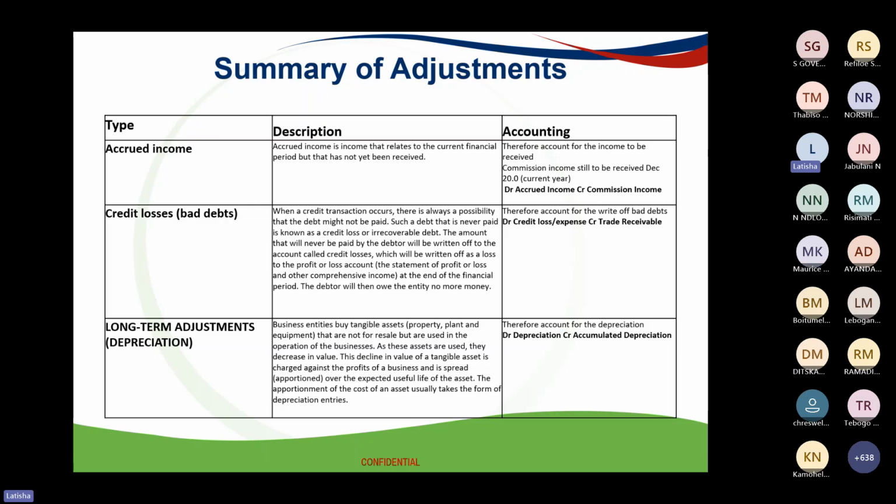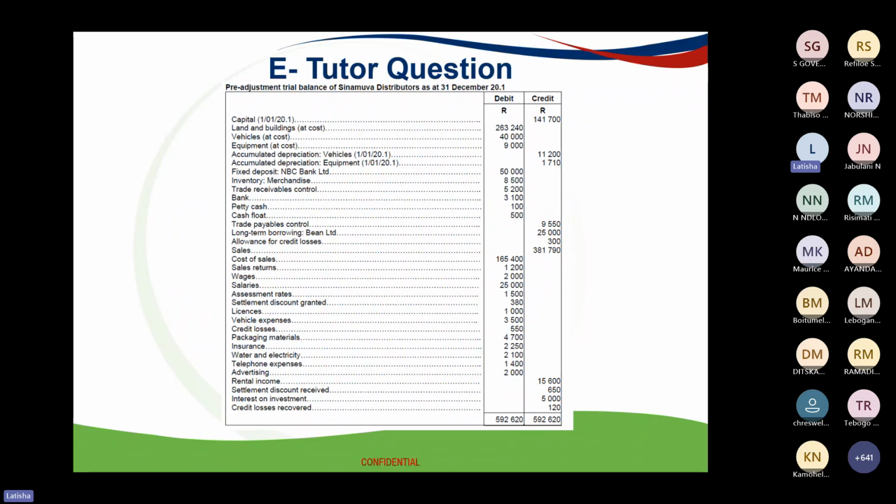So I will then take over and go into the next part of it. So now we've just given you guys a high level overview of what the type of adjustments are. And now we will put that into a practical scenario with the e-tutor question in Learning Unit 6. So the e-tutor question in Learning Unit 6 starts off as follows. They provide us with a pre-adjustment trial balance for Sina Mover distributors as of the 31st of December 20.1. So that would be the financial year.